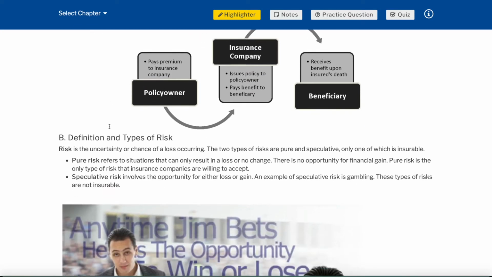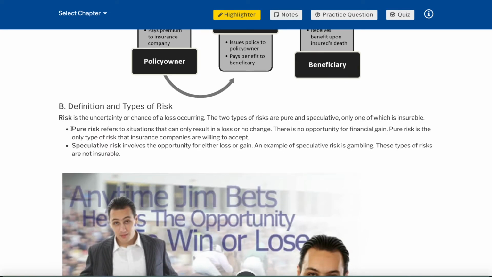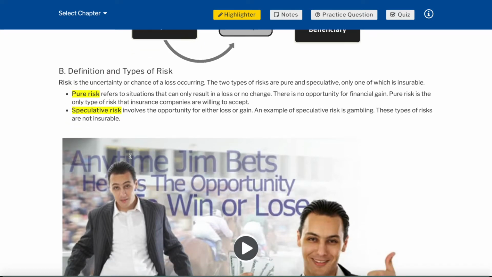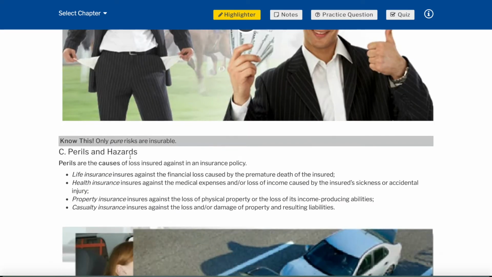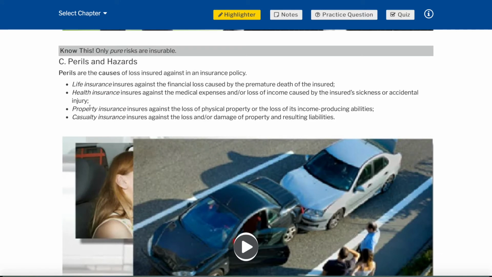B. Definition and types of risk. Risk is the uncertainty or chance of a loss occurring. The two types of risks are pure and speculative, only one of which is insurable. Pure risk refers to situations that can only result in a loss or no change. There is no opportunity for financial gain. Pure risk is the only type of risk that insurance companies are willing to accept. Speculative risk involves the opportunity for either loss or gain. An example of speculative risk is gambling. These types of risks are not insurable. Know this: only pure risks are insurable.